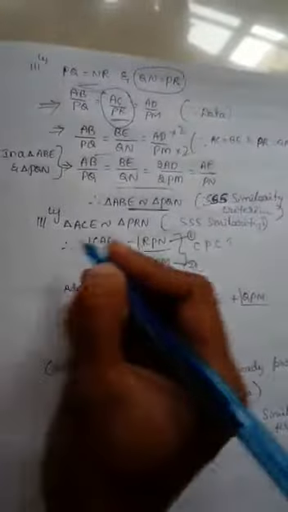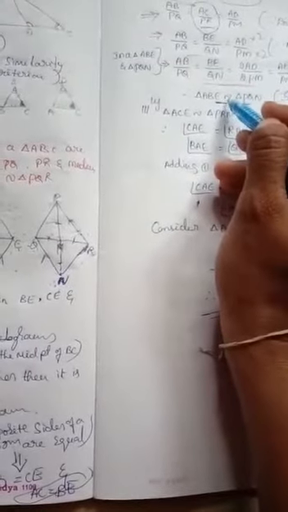Next, similarly, the other pair is also equal because of axiom 1, the things which are equal to the same thing are equal to one another. By using the same theorem, these two triangles are also similar. In similar triangles, the corresponding angles must be equal.